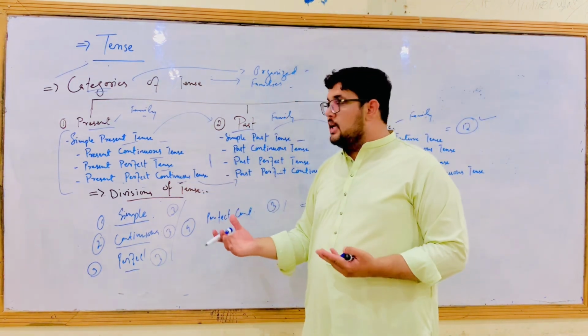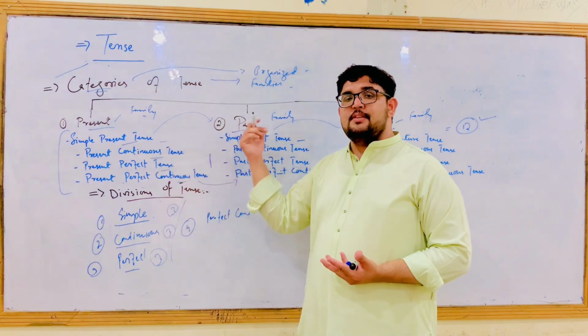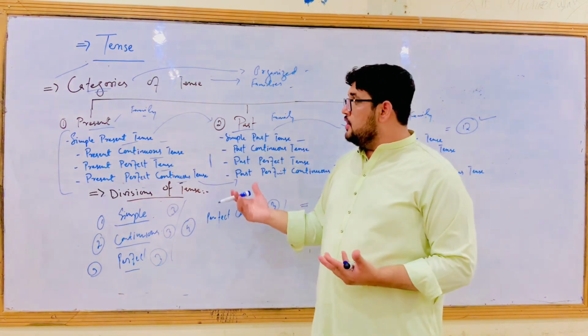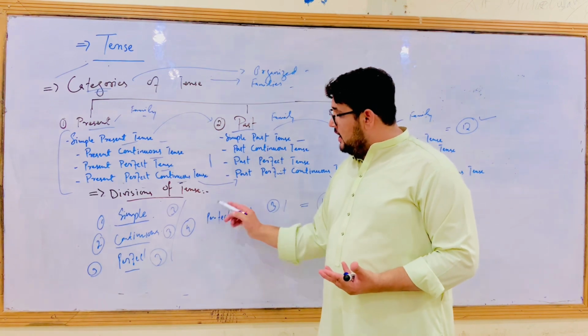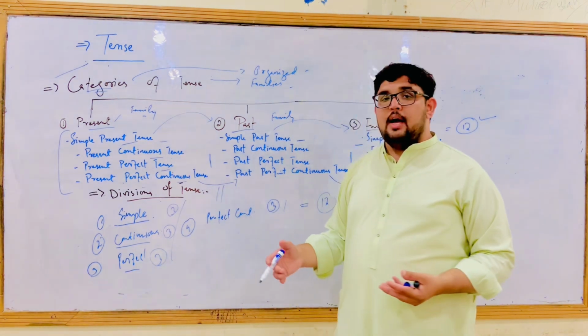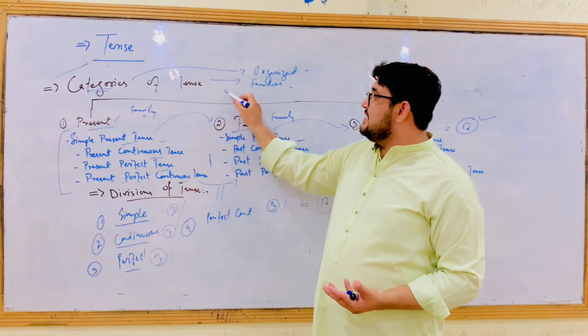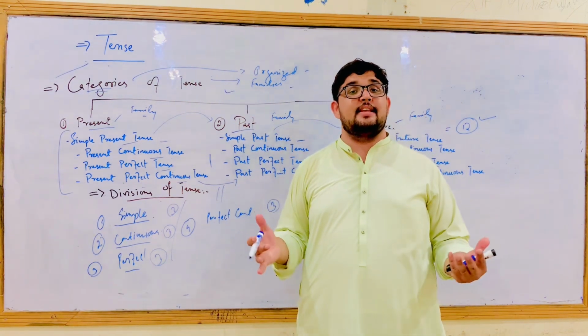Like it is mixed. We study one tense from present family, one tense from past, and then we move towards future. So they are mixed in nature. They are unorganized divisions. And they are a bit complicated. The best way to learn tenses is studying tenses in families and in categories.